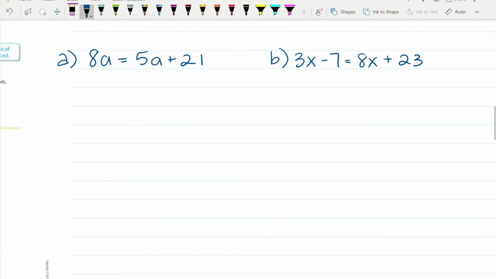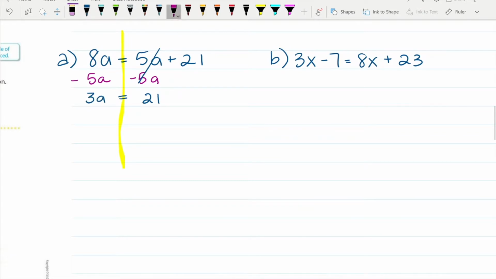All right, so let's do these examples. Hopefully you've already completed them, and we'll just go through and see how you did. For example A, again, we want to move the variables to the same side. Given the choice between 8a and 5a, 5 is smaller than 8, so we will move 5a to the left side of the equation. On the right, that becomes a 0. You're left with 21 on the right-hand side, and on the left-hand side, 8 minus 5 is 3a.